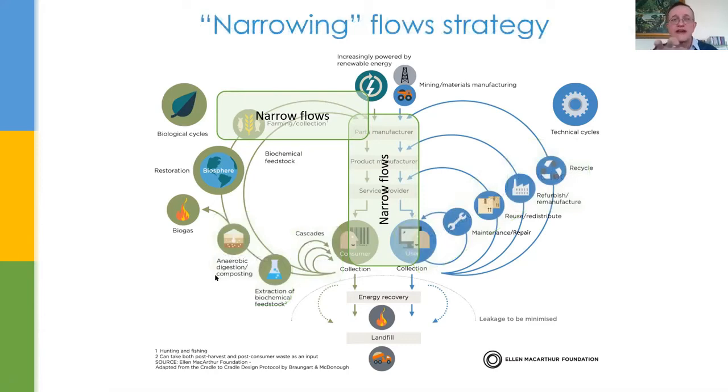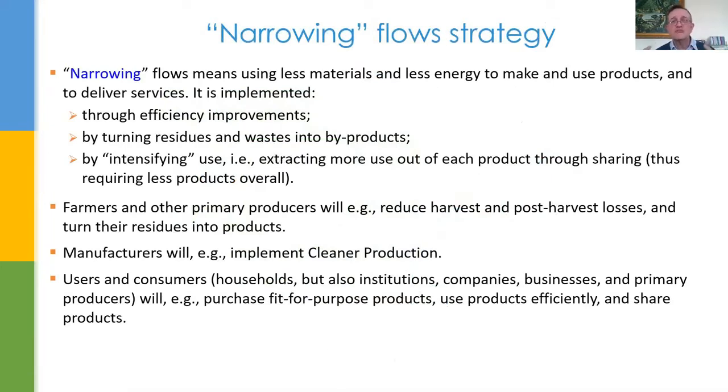So let's now look at this narrowing flow strategy in a little bit more detail. So again, narrowing flows means using less materials and less energy to make and use the products that we have and to deliver services. And it's implemented then more specifically through efficiency improvements, the kind of things that we're all very familiar with, by turning residues and waste into byproducts, and by intensifying use. That is to say, by extracting more use out of each product through sharing, which will therefore then reduce the overall pool of products that we need.